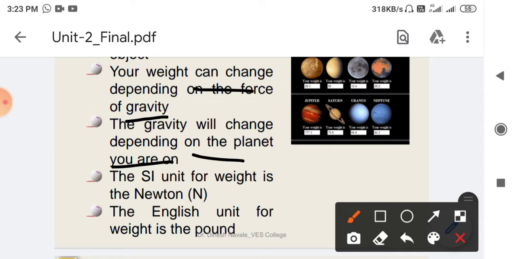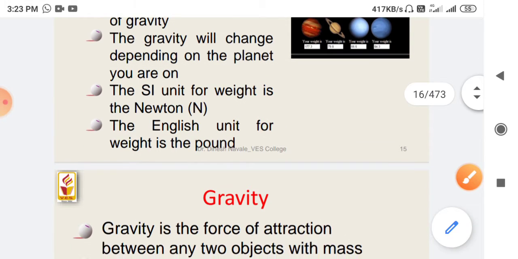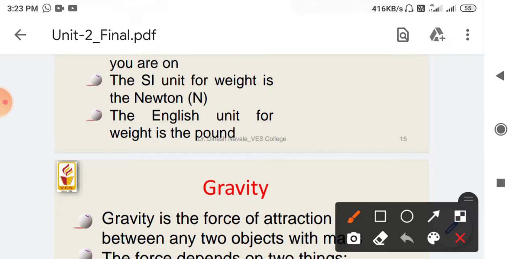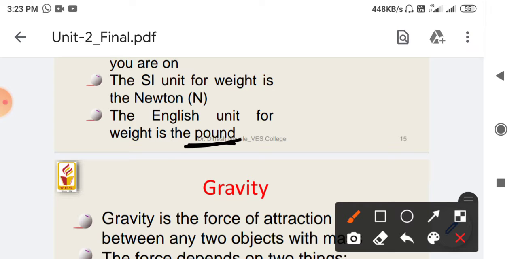The SI unit of weight is the Newton, and not the kg. The SI unit of mass is kg, but the SI unit of weight is Newton. And weight can be measured in the English system, or the American system, by the unit of pound. So we will use this pound unit.